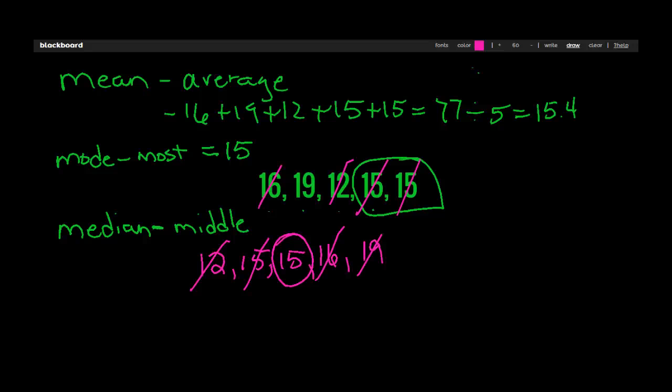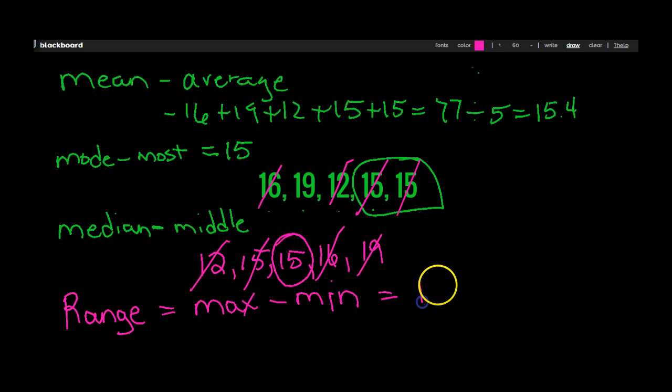All right, now the last thing we want to look at here in our measures of central tendency is a measure of spread. And that measure of spread is called the range. The range is taking the maximum number and subtracting our minimum number. In this case, we have a maximum number of 19, which we see here, and we have a minimum number of 12, which is right here. So we're going to subtract 12 from this. And our spread here in this group is 7, our range.